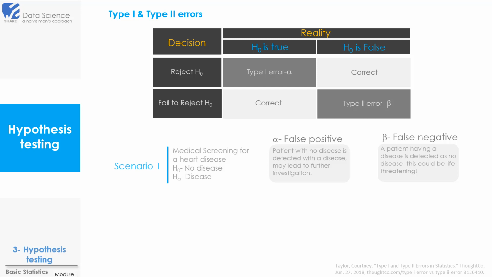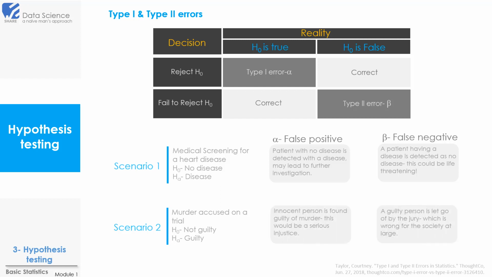Now let's see one more example. There is a murder accused on trial, and the null hypothesis is that he is not guilty, and the alternate hypothesis is that he is guilty. So in this case, if we commit type 1 error, that is, we reject the null hypothesis when it is true, it will mean that an innocent person would be labeled as guilty. And this is a serious injustice.